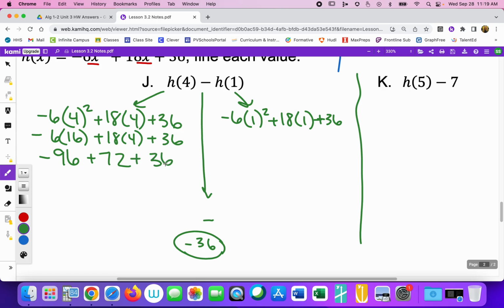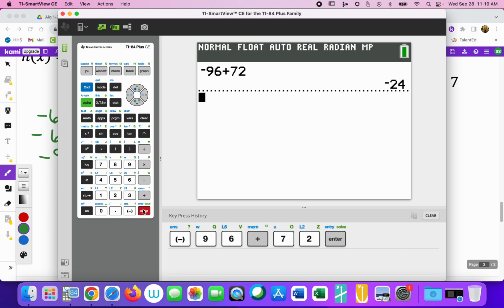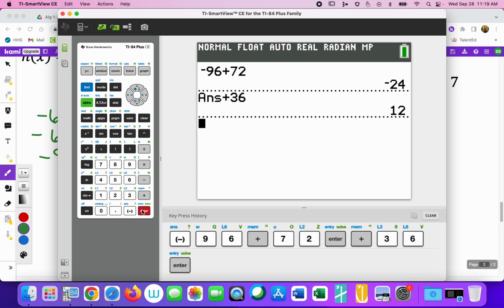Now make sure to add these from left to right. Negative 96 plus 72. Negative 24. Okay. Negative 96 plus 72. You pressed the minus. You didn't press the negative. 12. Now I'll remind you, if you're using one of these calculators, a negative is underneath the 3. It's not the same thing as a minus. Okay. So negative 24, and then plus 36 would be 12.